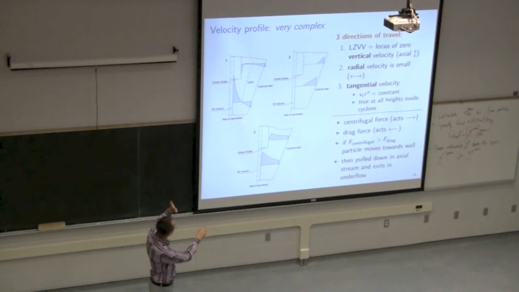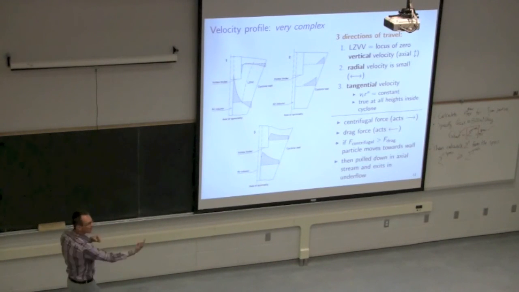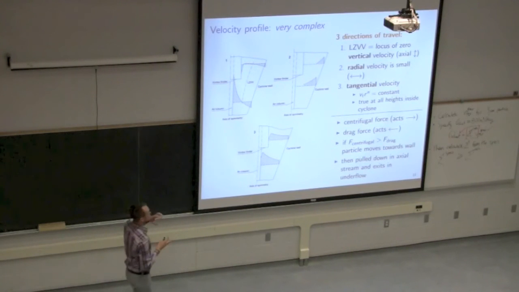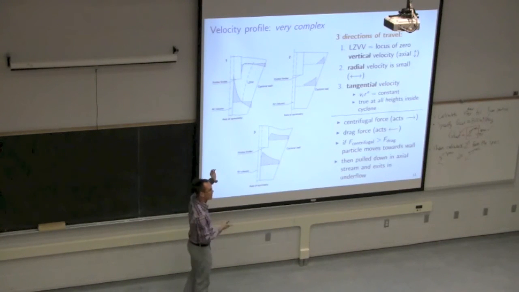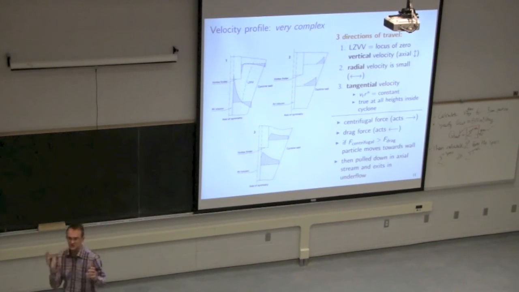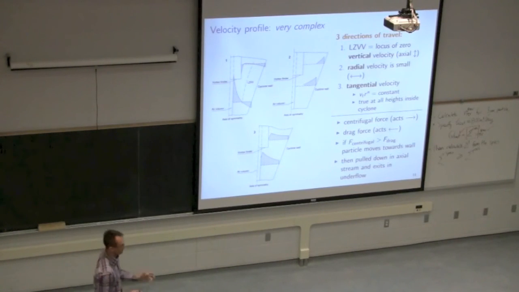The velocities at the wall of the cyclone are negative, i.e. in the downwards direction, indicating that particles along the wall are rotating very fast in a tangential motion, but also moving down and spiraling out. So down, circularly and radially, all these velocities are occurring simultaneously. The balance of those forces on the particle determines whether it goes out at the top or the bottom. Then there's also what's called the LZVV, the locus of zero vertical velocity, because particles along this hypothetical boundary are traveling neither up nor down. They're just suspended and spiraling at that vertical point. So this is why it's so complex, and we cannot predict what's going on in the cyclone from a first principles perspective.